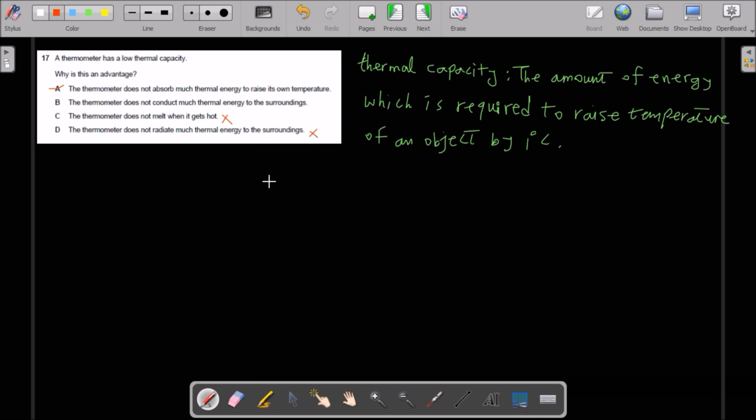Between A and B, because most students will answer A or B, we can choose A. The thermometer doesn't absorb much energy to raise its own temperature because thermal capacity of thermometer is low. That's why it gets less energy for increasing its temperature. That's why A is right.